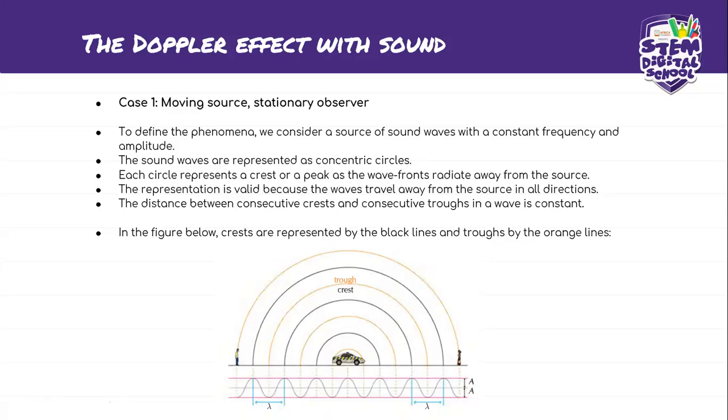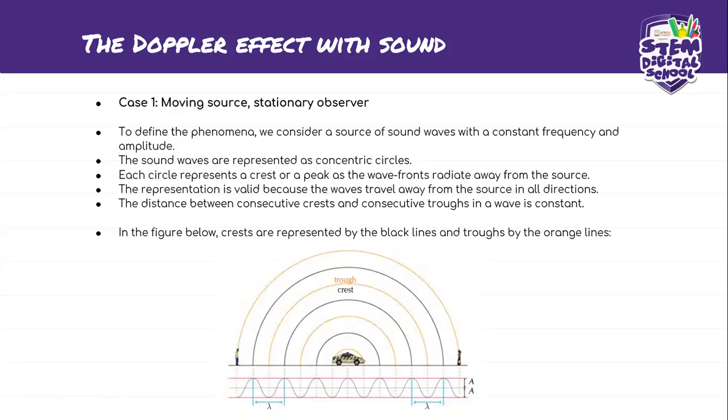Each circle represents a crest or a peak as the wavefront radiates away from the source. So the representation is valid because the wave travels away from the source in all directions. As you can see here, it's away in all directions.